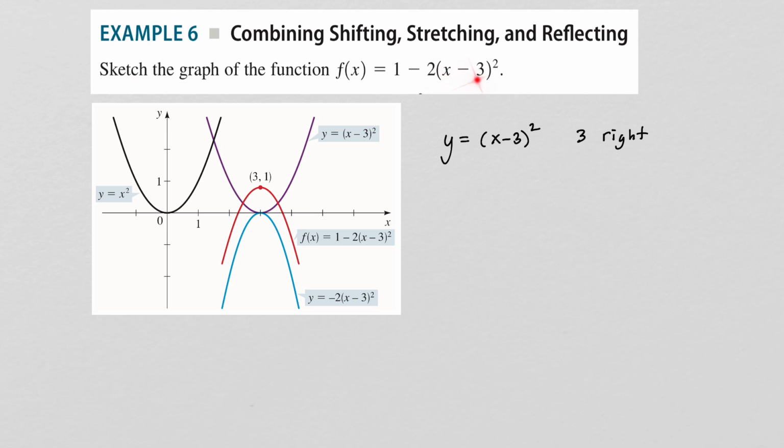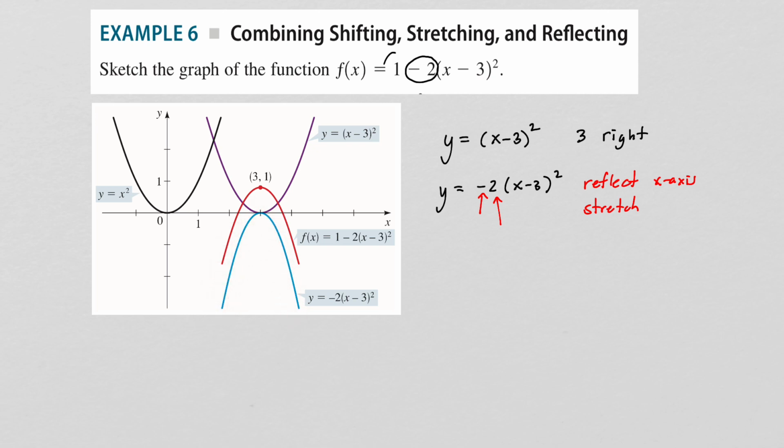What's the next thing that happens? Well, the next thing that happens is we're going to multiply that by negative 2. So the next function is negative 2 times x minus 3 squared. Now this does 2 things. The negative is going to reflect over the x-axis, and the 2 is going to stretch the graph to be twice as tall. So if you take the graph of x minus 3 squared and you reflect it over the x-axis and make it twice as tall, you get this blue graph down here.